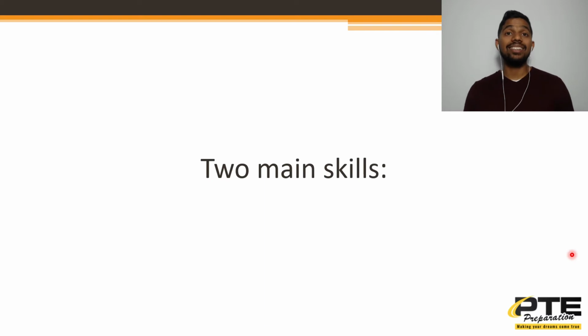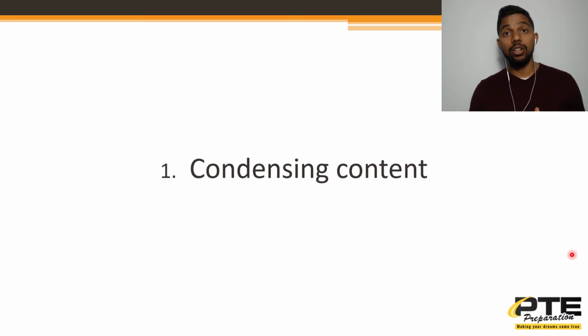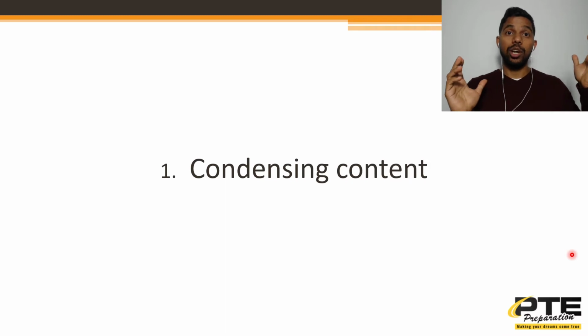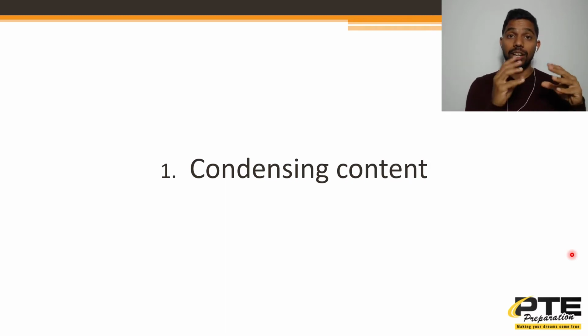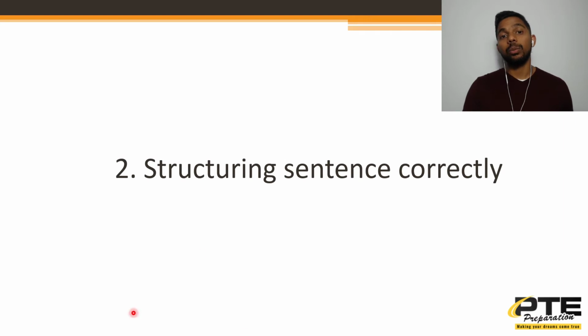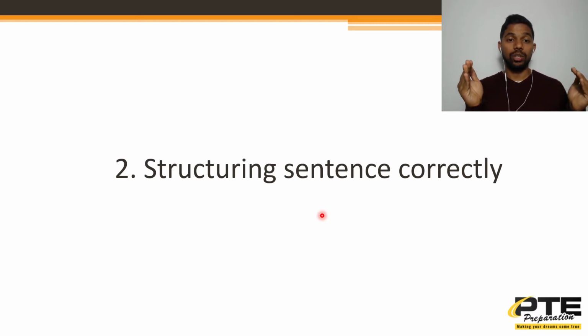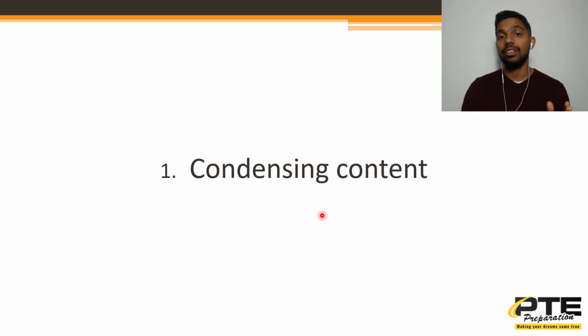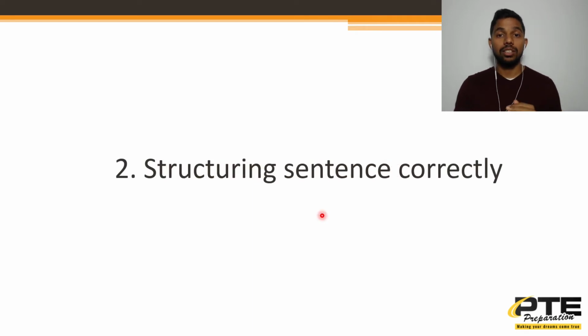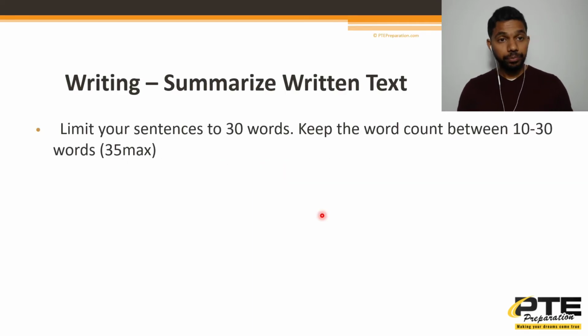So there are two main skills that you need to have to do well in this summarized written text. The first one is condensing content. So you have a long passage which you need to make into one sentence. So that's a key skill, to condense content or summarize content. And the next one is structuring your sentences correctly. So the grammar is an important part of the scoring here. So as long as you can have one grammatically correct sentence, you're going to do well in this part of the exam. So those two skills you need to master. One is condensing content, and the other one is structuring your sentence correctly.